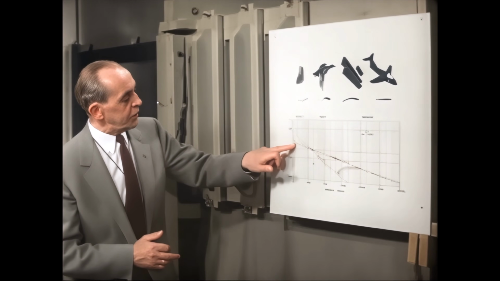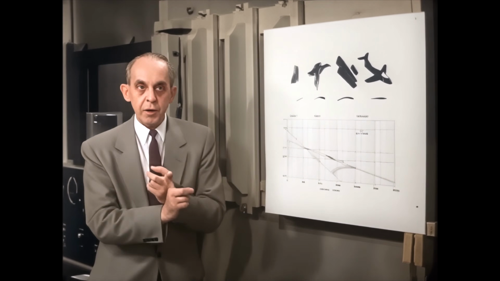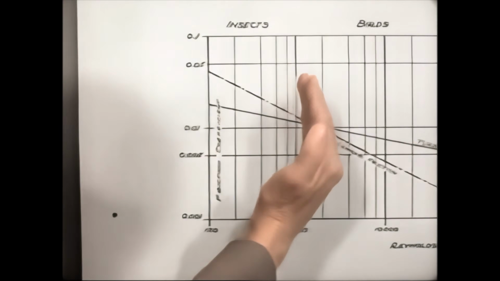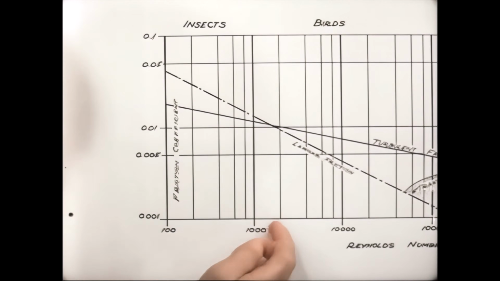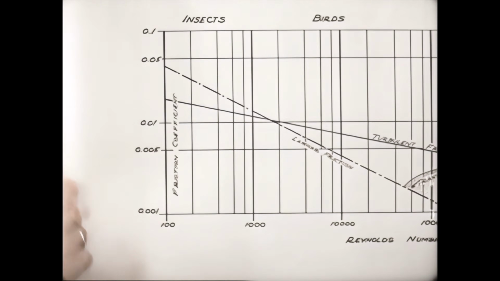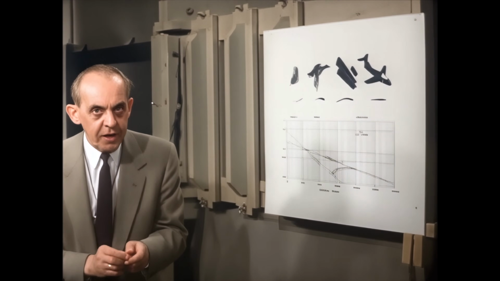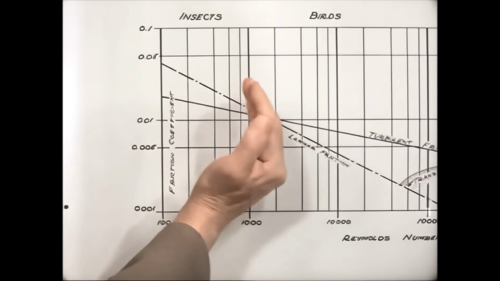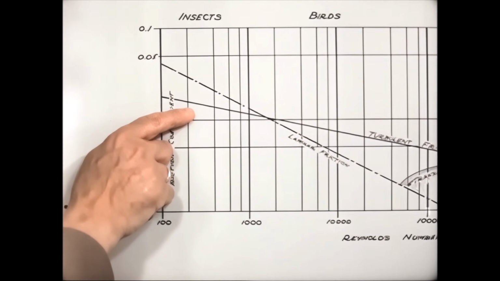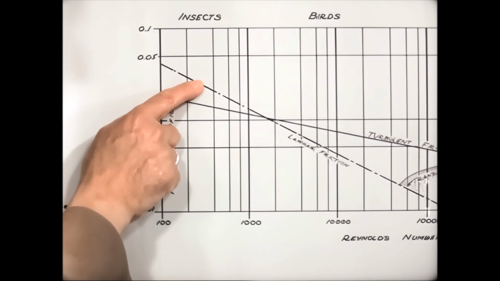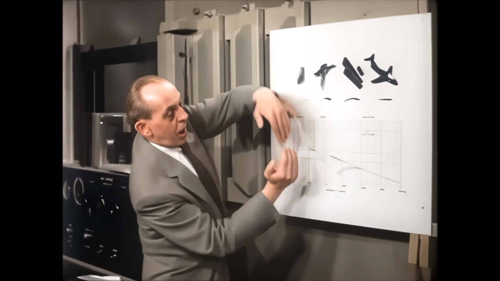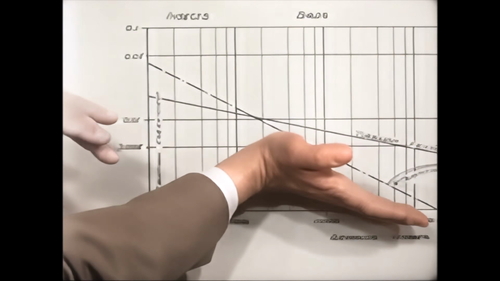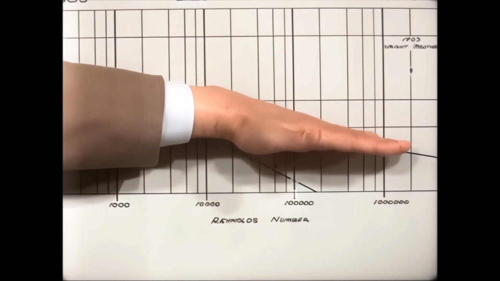The turbulent friction follows another line, which goes out here. And you see one important point, that in this range, at very low Reynolds numbers, that means at very small speeds and very small lengths or sizes, the turbulent friction is lower than the laminar friction. And above this point, the laminar friction is much lower than the turbulent friction.